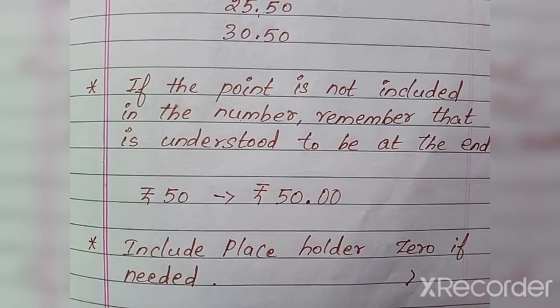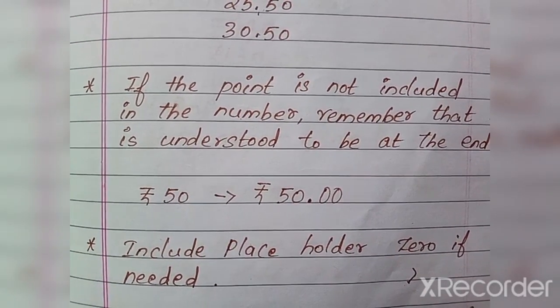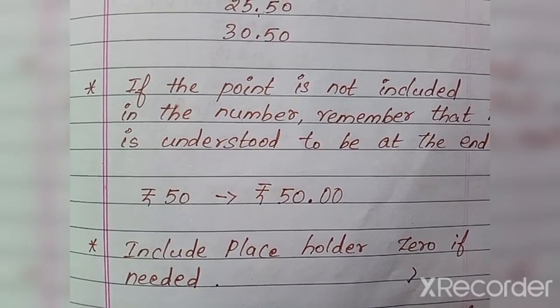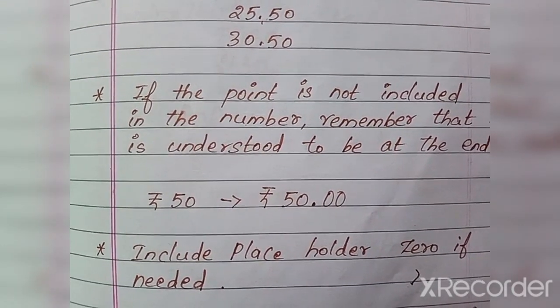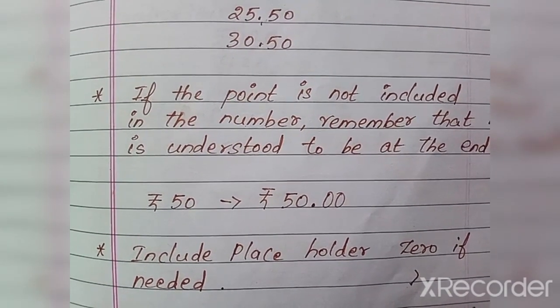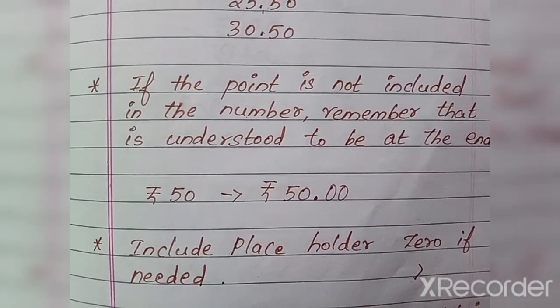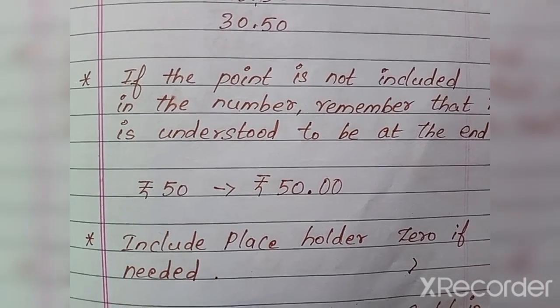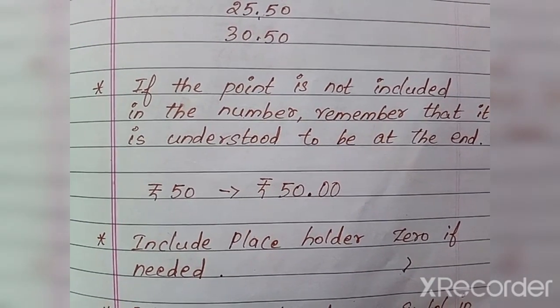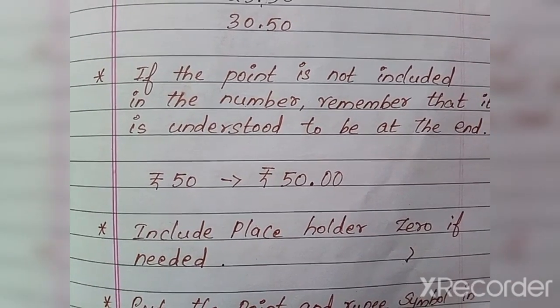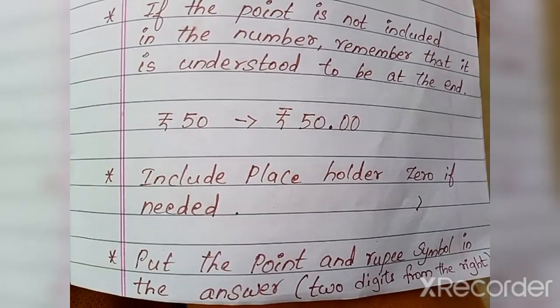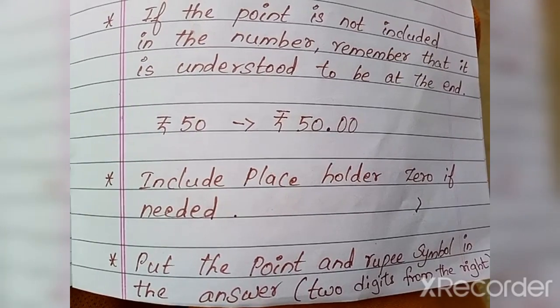Include placeholder 0 if needed. If you don't have any number in any place, you can add 0 in that place. Here in the same example, that is rupees 50, in the paise column we don't have any number. So I added 0 in that paise column. So it can be written as rupees 50.00. Put the point and the rupee symbol in the answer.